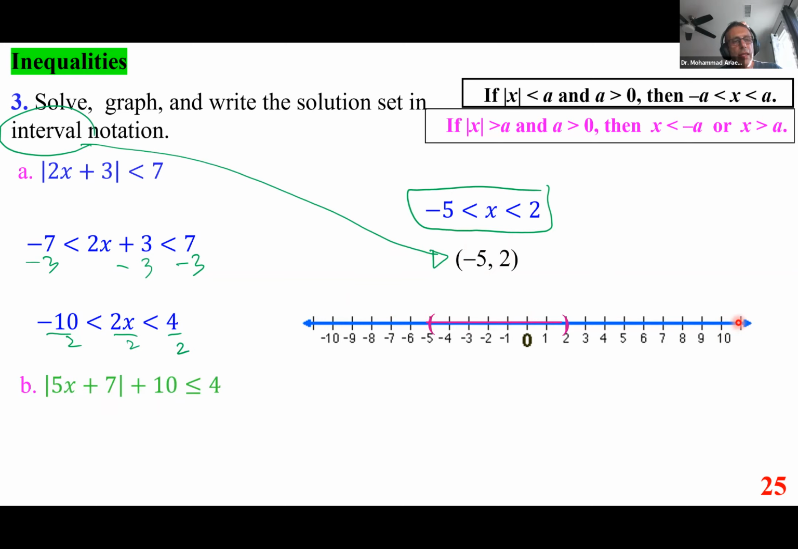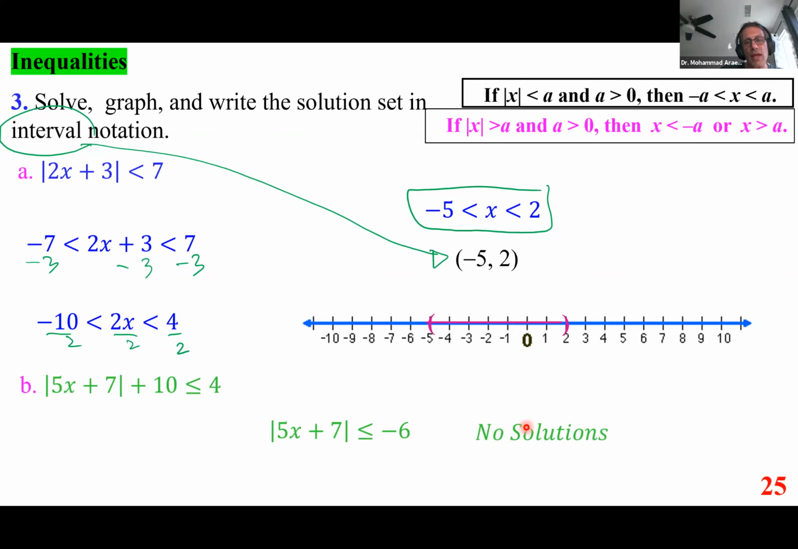Let's look at this next example. As you recall, the first step in dealing with absolute value equality or inequality is isolation. So this is a problem. We are going to subtract 10 from both sides, everybody. Subtract 10 from 4 becomes -6. And I hope you realize it says an absolute value is less than a negative number. It will never ever happen. There are no solutions.